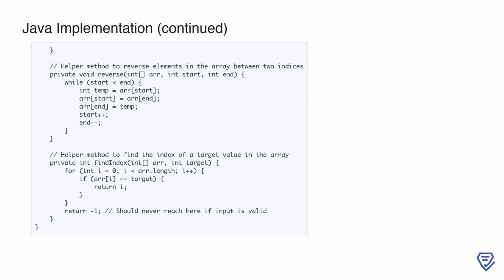The reverse method is used to reverse the elements in the array between 2 specified indices. This is the core of the flipping operation. By swapping elements at the start and end positions and moving inward, the method reverses the specified portion of the array. The findIndex method helps locate the position of a given target value within the array. It iterates through the array until the target value is found and returns its index. If the input is valid, the target value is guaranteed to exist in the array, so the method should never return -1. Together, these helper methods support the main sorting logic, enabling us to simulate the Pancake flipping process efficiently.